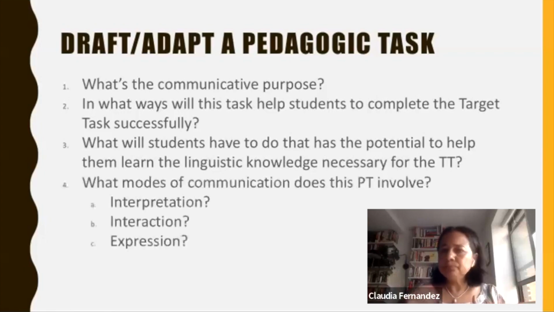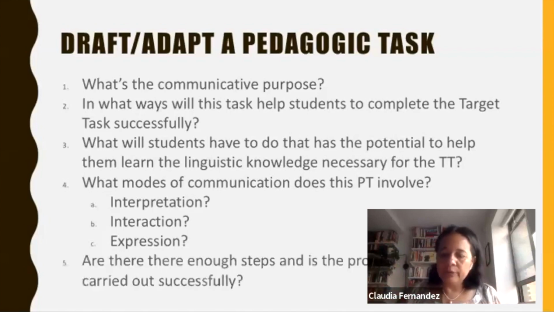Another thing is to think about the modes of communication that the pedagogic tasks involve. It could be just interpretation, fantastic, with a communicative outcome, of course. Interaction with a communicative outcome. Expression, or the three of them, or two of them. But it is always good to know what the mode of communication is that students are going to be engaged in, so you are better prepared to manage the class and everything.